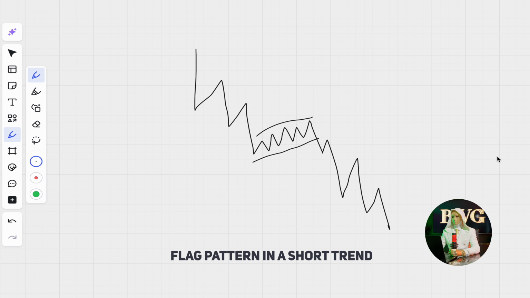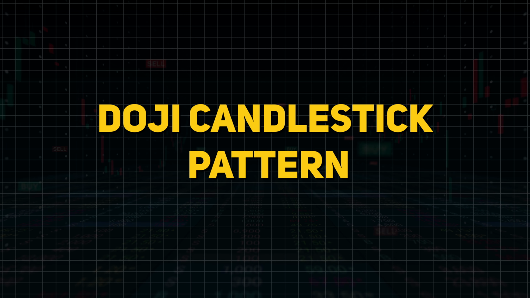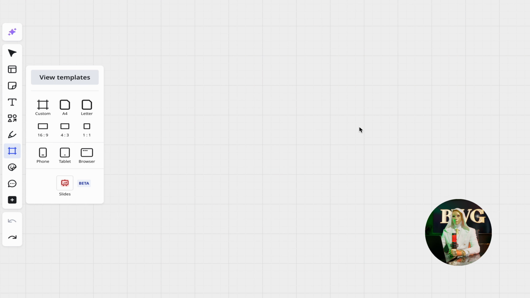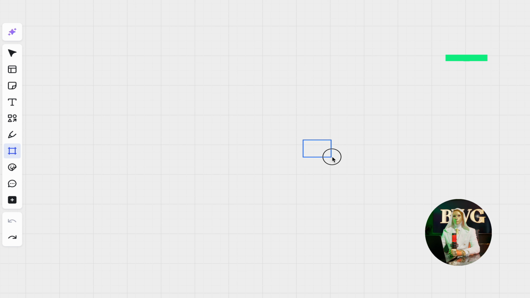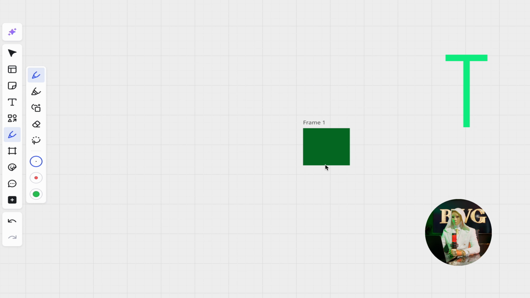This is how a flag pattern looks. This is something you can use in trading literally every day. Let's talk about the doji candle pattern. What is it? It will look like this. This is a candle that has a small body and big shadows.